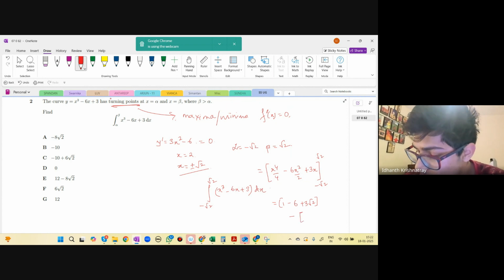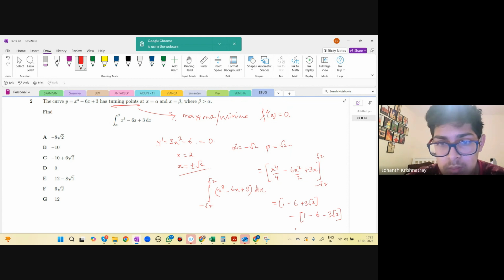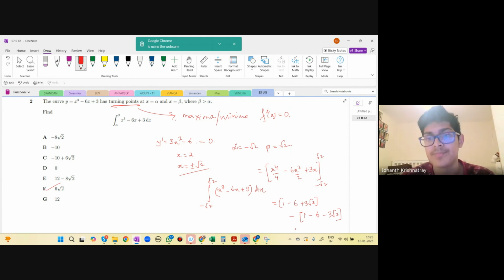Plus 3 into root 2, minus, root 2 to the power 4 again will give you 4 by 4, 1. Then minus 2 into 2, 6. Then minus 3 root 2. So the first two terms will get cancelled. The last one, 3 root 2 plus 3 root 2, 6 root 2.